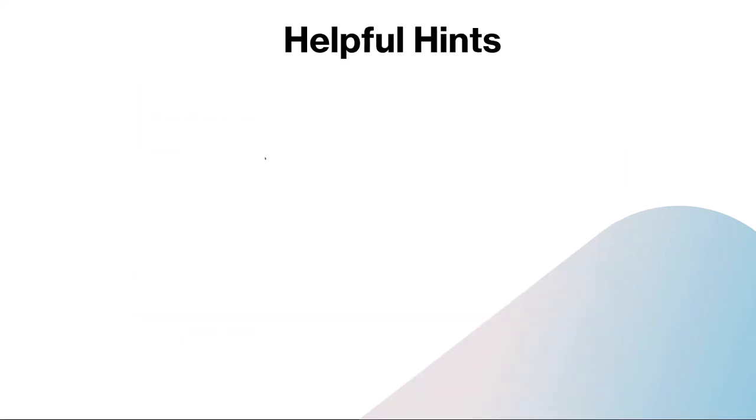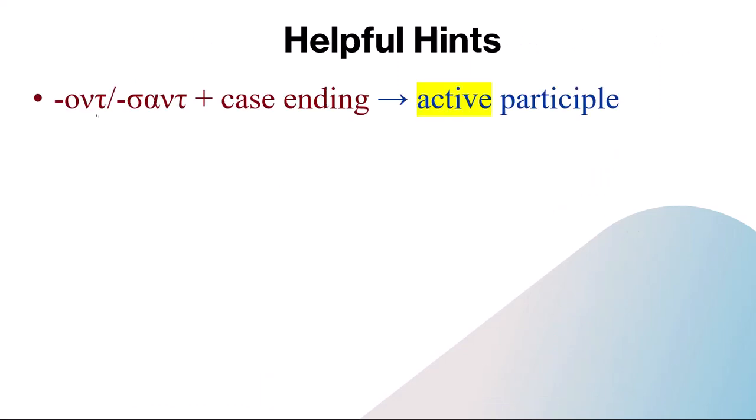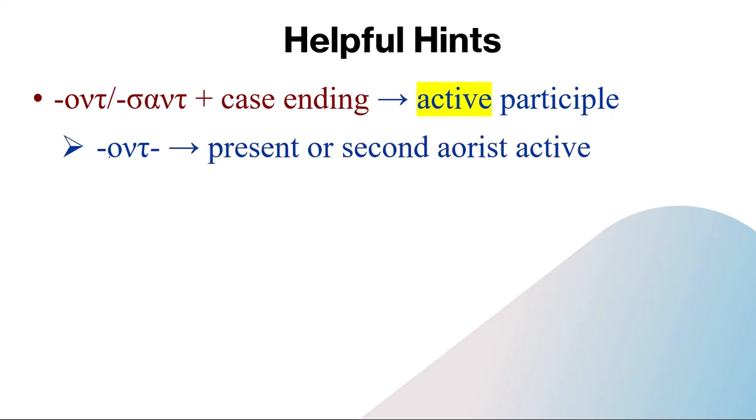So here are a few helpful hints for parsing participles. If you see ont, so that would be omicron nu tau, or sant, sigma alpha nu tau, plus a case ending, you're almost certainly looking at an active participle. Sant is aorist. We'll be looking at the aorist next. So the ont is present or second aorist active, and the sant is first aorist active, and we'll see that when we get into the aorist.